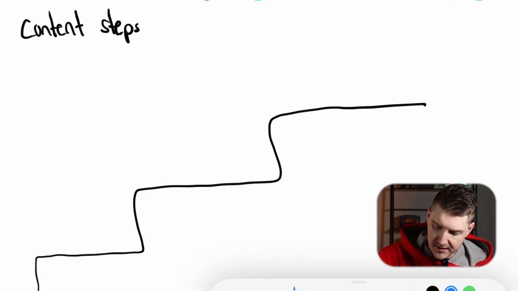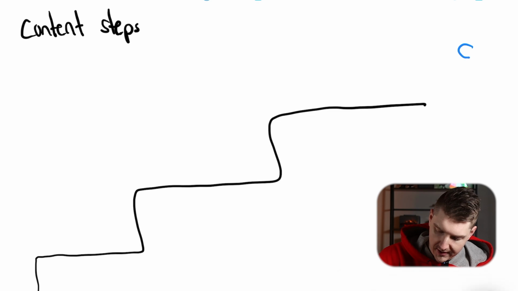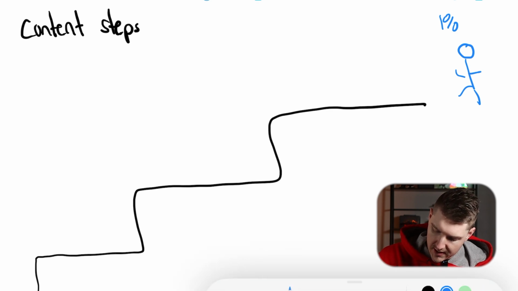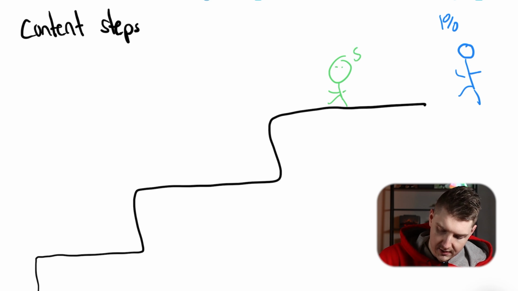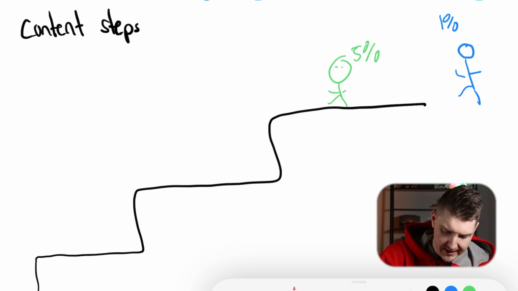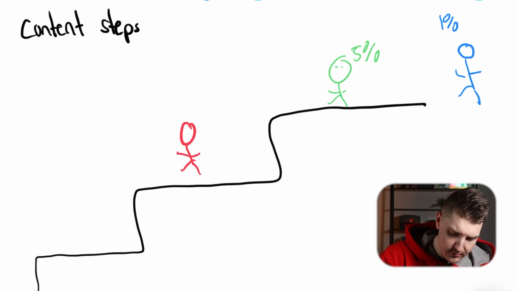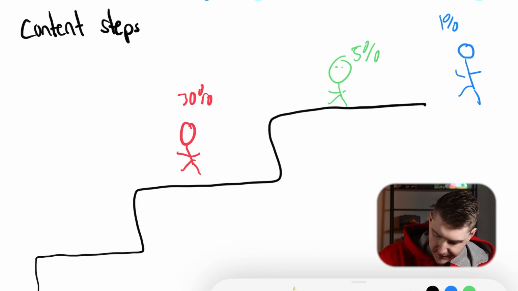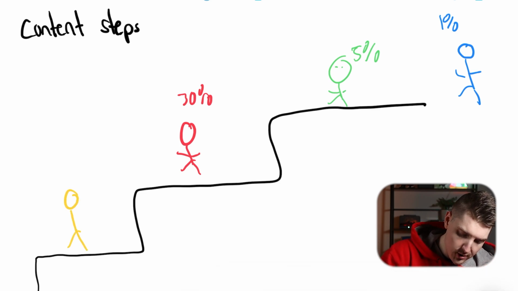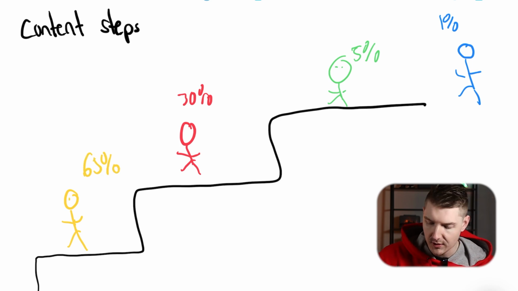So at the top, over here on the right side, we have our expert, okay? Now this is like the 1% of creators. And then below them, we have our advanced people, which I would say are probably like the 5% of creators. And then below them, we have our intermediates. So I would say this is like 30% of creators. And then at the very bottom here, we have our beginners. And I would say these people are like 65% of your audience.